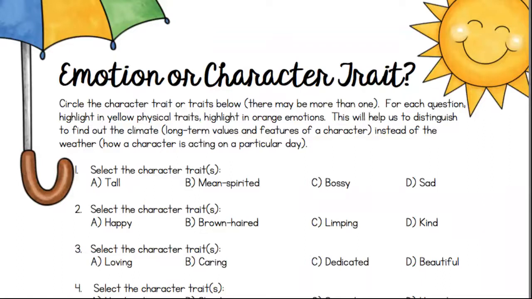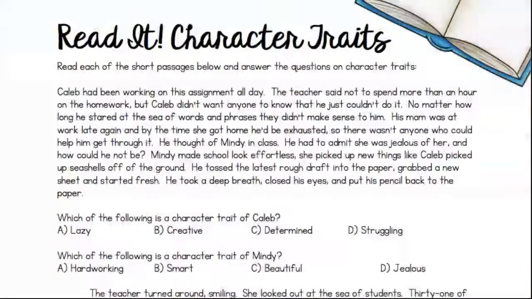For each question, highlight the physical traits yellow and the emotions orange. This will help us distinguish to find out the climate, long-term values and features of the character, instead of the weather, how the character is acting on a particular day. Again, notice how many times I repeat that. So here they're just identifying and circling the character traits. Interpret those directions as you see best.